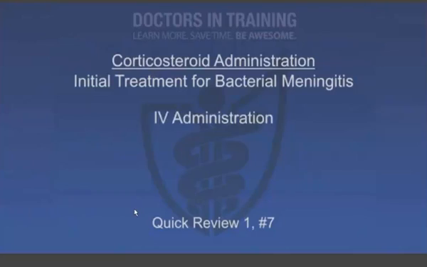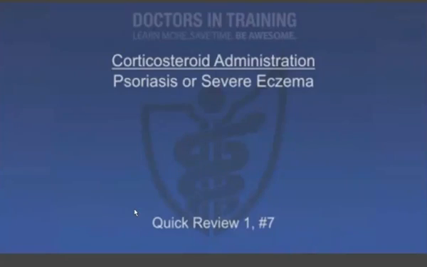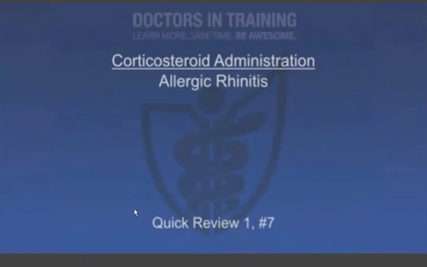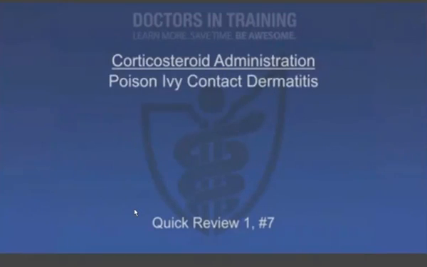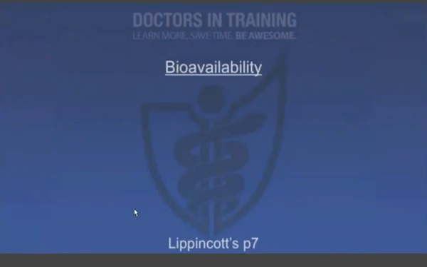Initial treatment of bacterial meningitis, we give IV steroids with the first dose or prior to the first dose of antibiotics in cases of bacterial meningitis to help reduce morbidity and mortality, really morbidity associated with bacterial meningitis. Psoriasis and severe eczema, here you'd use a topical steroid. So this would be topical administration. Allergic rhinitis, we would give steroid intranasally. And then poison ivy contact dermatitis, you're going to see oral administration of steroids in this case. So that's it for this quick review. Let's get back to your main lecturer.